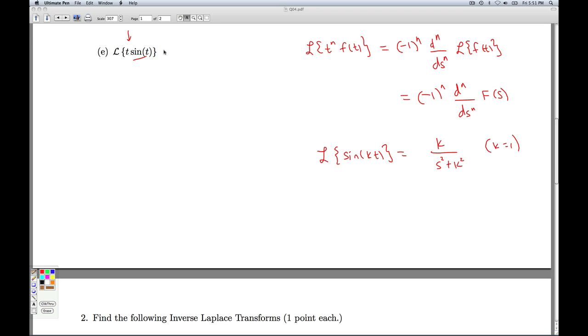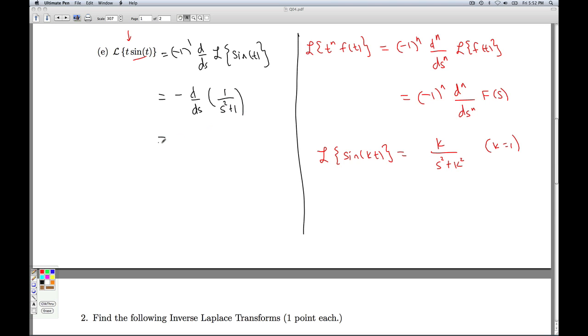So this is equal to negative 1 to the first power times the first derivative with respect to s of the Laplace transform of sine of t. So it's negative times the derivative with respect to s of 1 over s squared plus 1, which is negative. You go through your chain rule from Calc 1, negative 2s over the quantity s squared plus 1 squared. And so it's 2s over the quantity s squared plus 1 quantity squared. So that'll do it for part E.